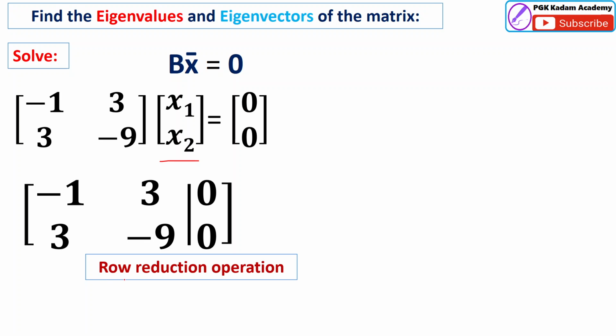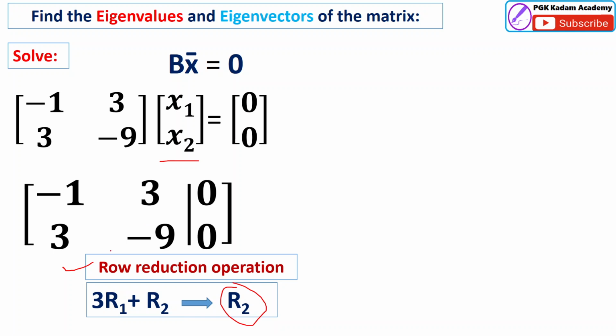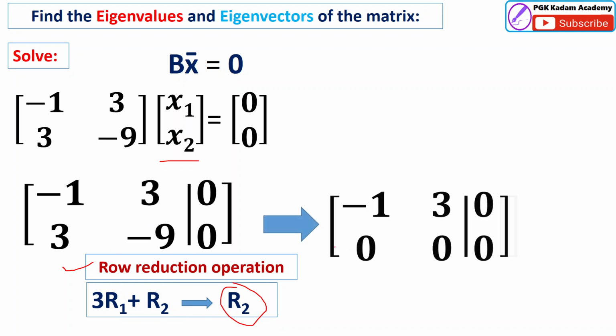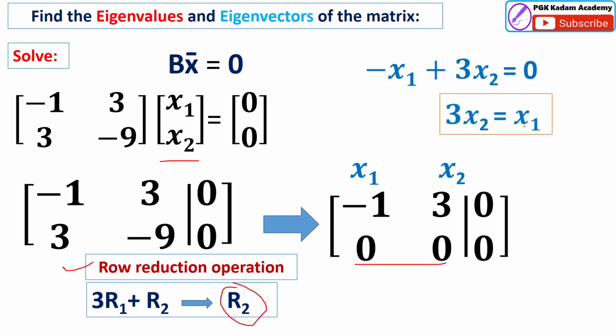What we are doing here is the row reduction operation. We are reducing the second row R2 to 0. So it will be done like this. And what is the operation done here? 3 into R1 plus R2. So we get this R2 row become 0. These two values we get here: x1 coefficient minus 1 and x2 coefficient 3. So this is written as minus x1 plus 3x2. We can also write this as 3x2 is equal to x1.